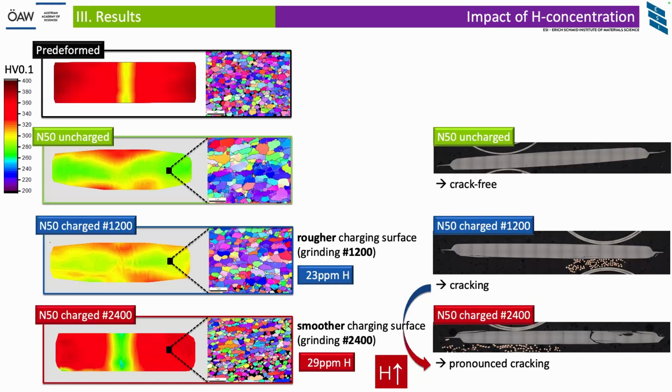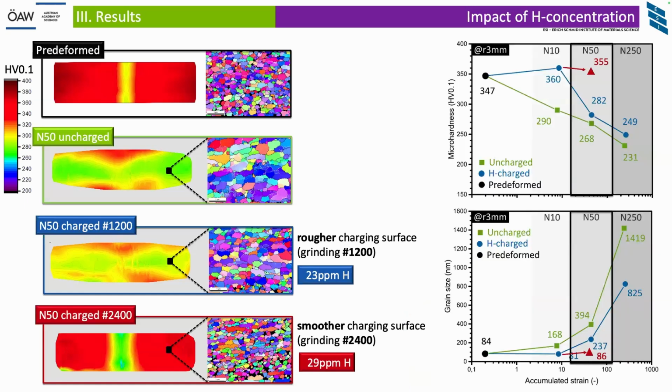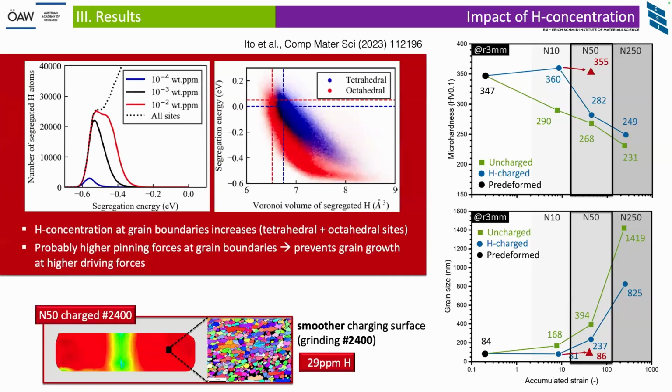But what we also see is that after 50 cycles of HPT, a higher hydrogen concentration can prevent grain growth. It stabilizes the grain boundaries, which was not possible for the lower hydrogen concentration. What we assume is the following. When the overall hydrogen concentration is raised inside the sample, in this BCC iron structure, it seems that more hydrogen atoms can segregate to the grain boundaries.